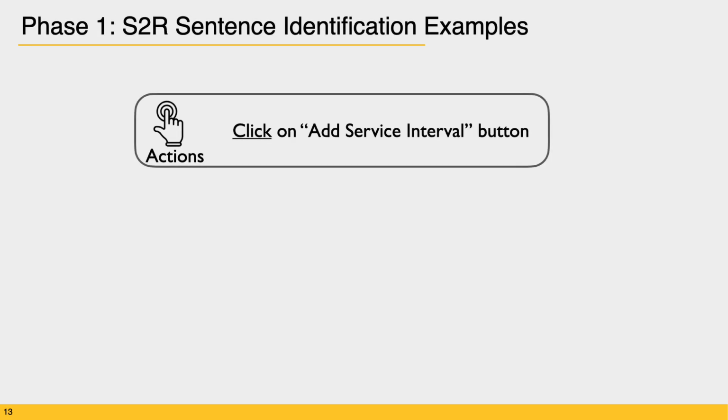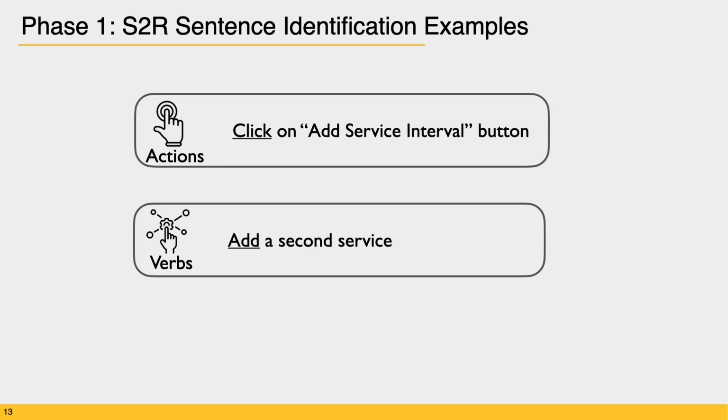We have added different contexts for S2R identification. First, there can be different explicit actions that can be described in a S2R. For example, in the first sentence, the click action is described in a GUI component. Second, there can be different verbs to describe actions in a S2R. Take a look at the example, add a second service. Usually these steps require performing multiple steps in GUIs.